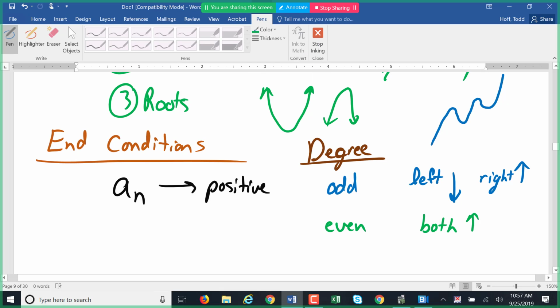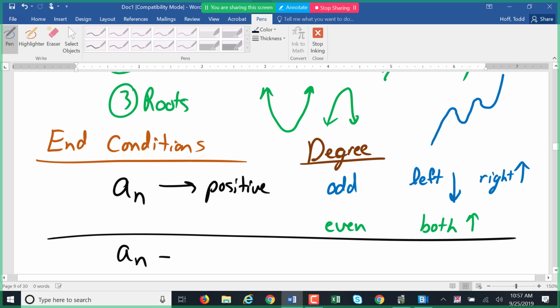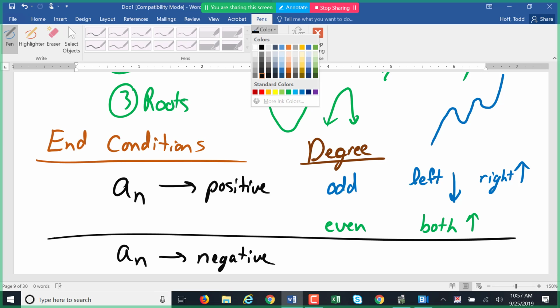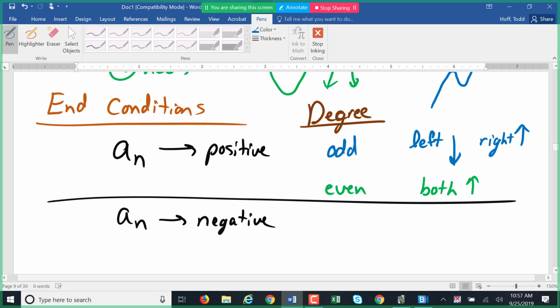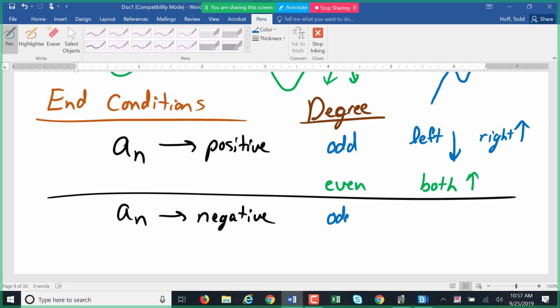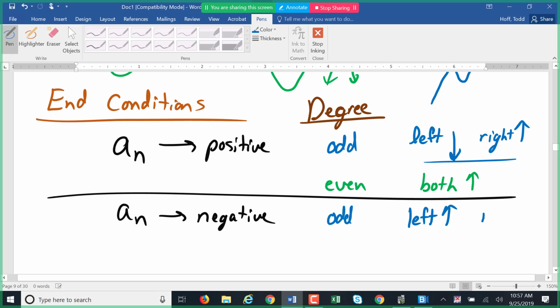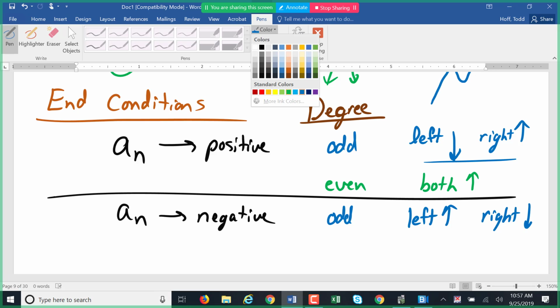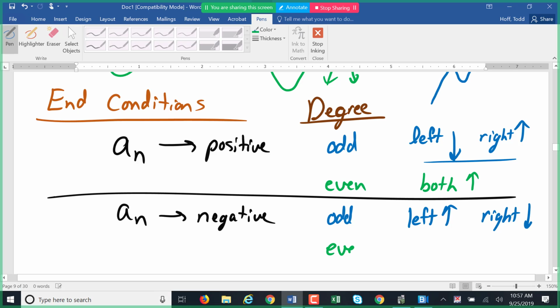So that brings us to if an is negative. If that degree is odd, these are just switched. On the left end, it shoots up to positive infinity, and on the right end, it goes down to negative infinity. If it's an even degree, both shoot down to negative infinity.